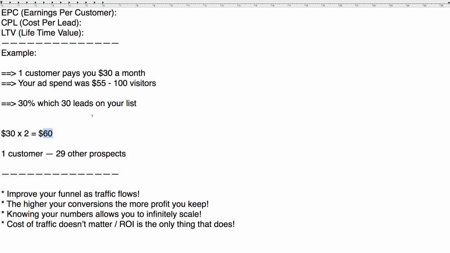Now that's $60. So what you did was you still got profit from that one person out of 30. You still became profitable because it cost you $55. Sure, you're in a $5 profit zone, and you still have 29 other prospects to market to. 29 other people that you can get to sign up, that you can convert into a sale, into another $30 sale, another $30 sale, right? So what happened was this one customer paid for the rest of these 29 people to be on your list. It paid for the campaign, so that campaign became free.